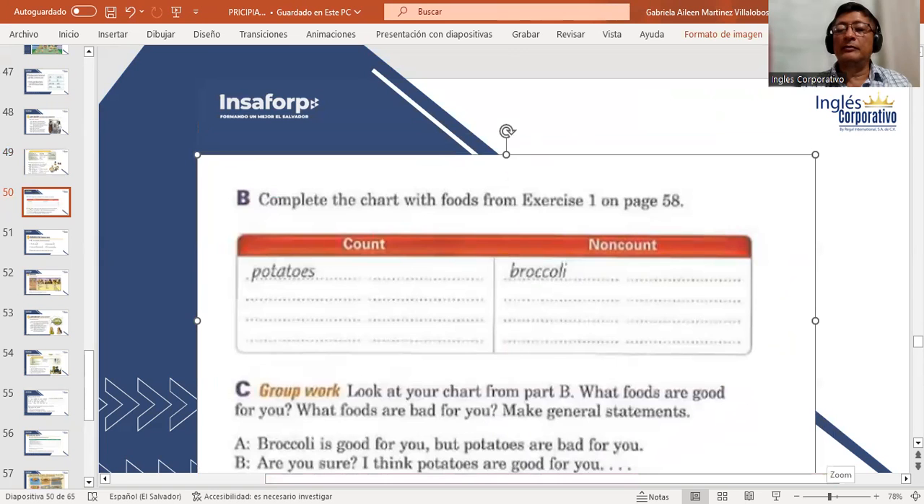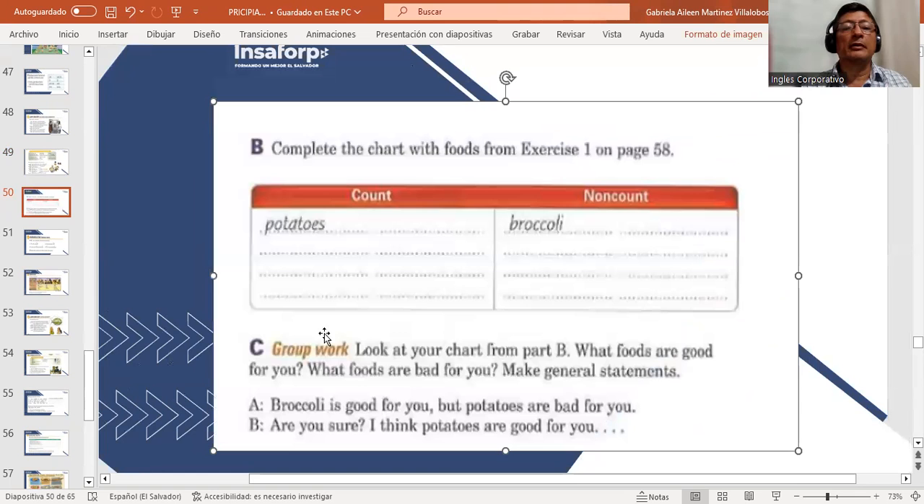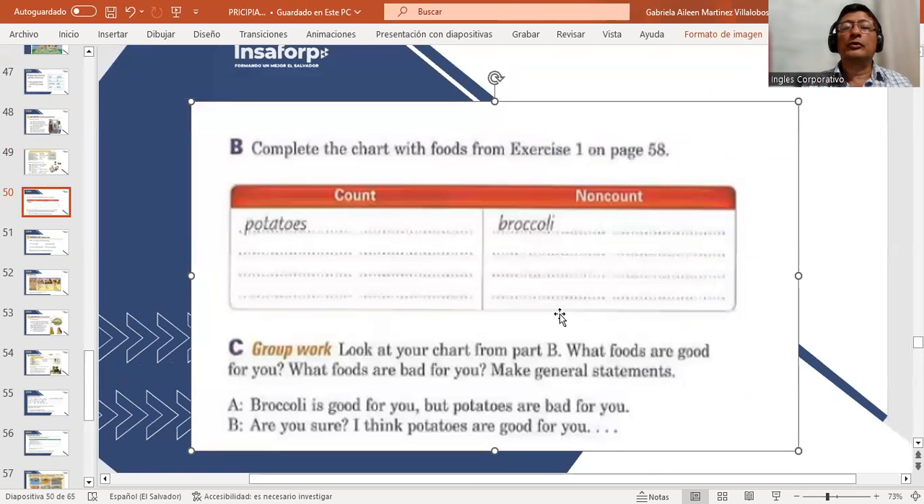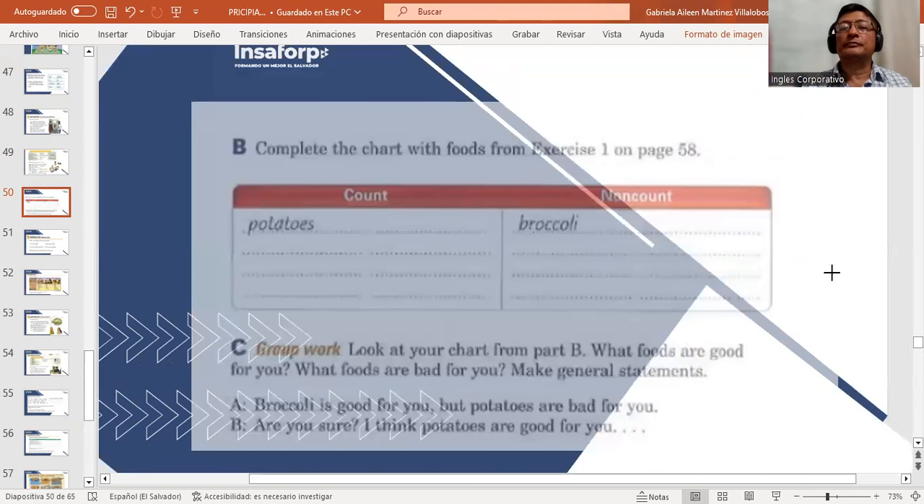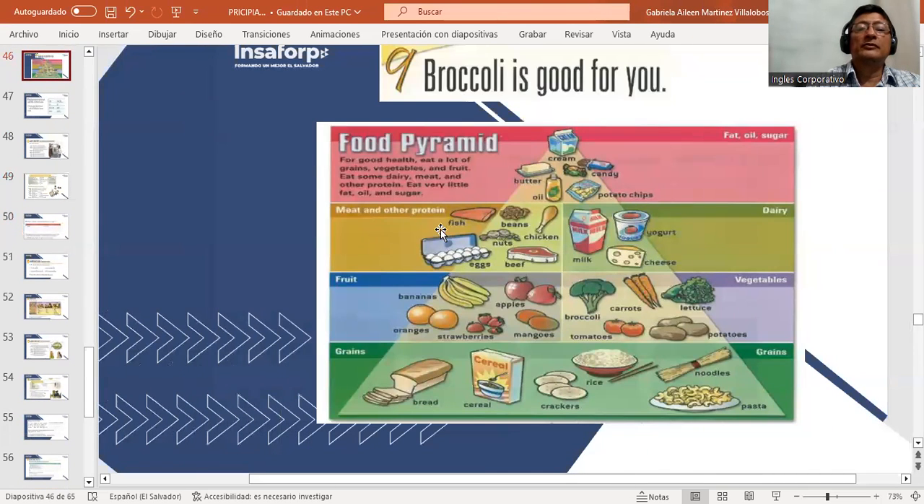Okay, let's continue in the next exercise. You're going to complete the chart with foods from exercise one on page 58. All right. Count nouns and non-count nouns, okay? Understand? What is page 58? This one.